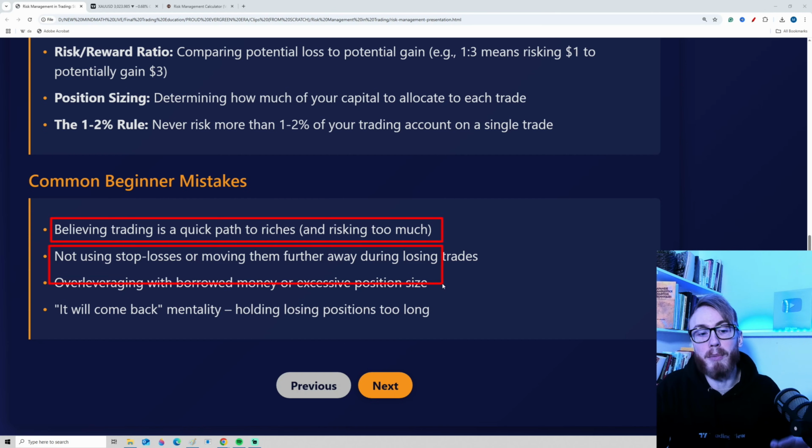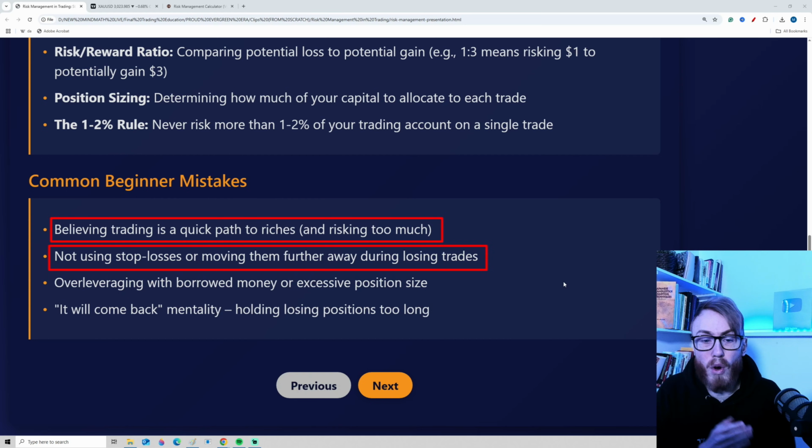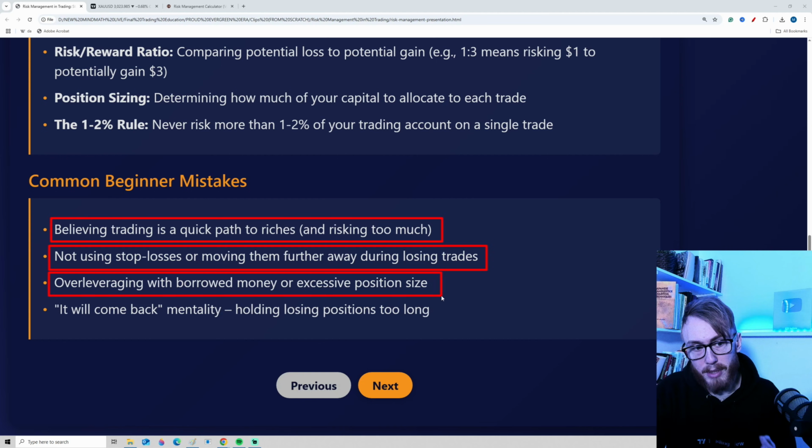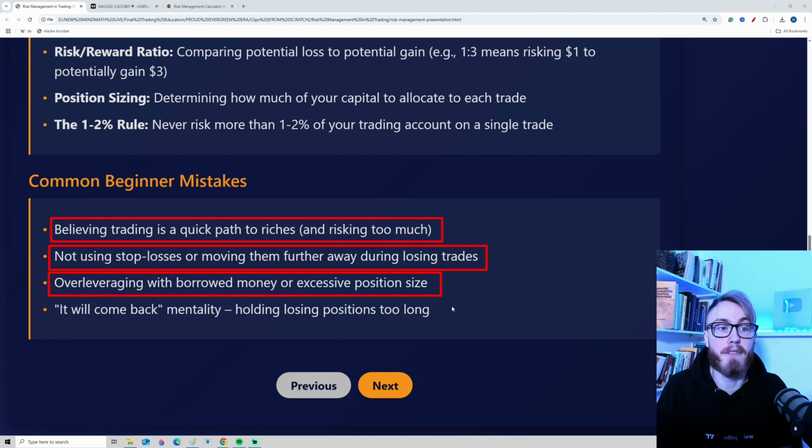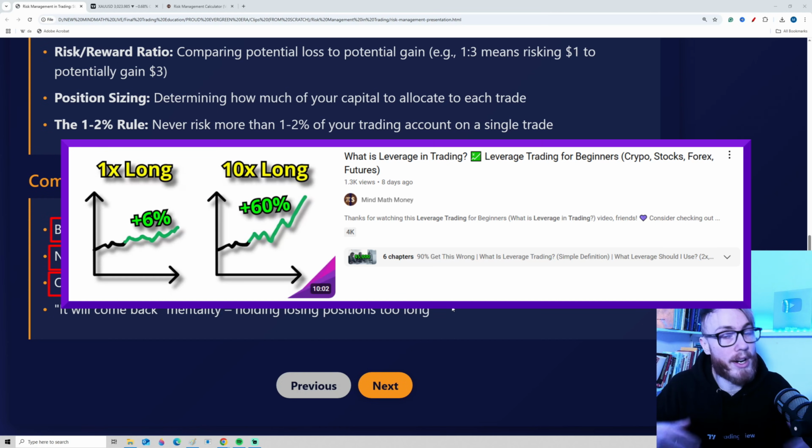Another very common beginner mistake here is not using stop losses, or basically moving the stop losses away when you trade. You need to respect your stop loss. Another super important mistake here is over leveraging with borrowed money, or in other words, using too much leverage. And when it comes to leverage, we don't really have time to dive deep in this video, but I actually do have a full video where I go over everything you need to know about leverage, and I highly recommend to check that video out after this video.